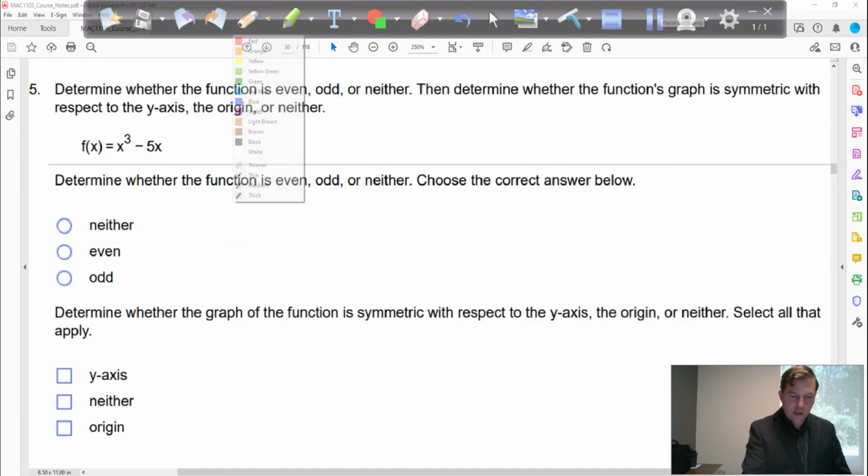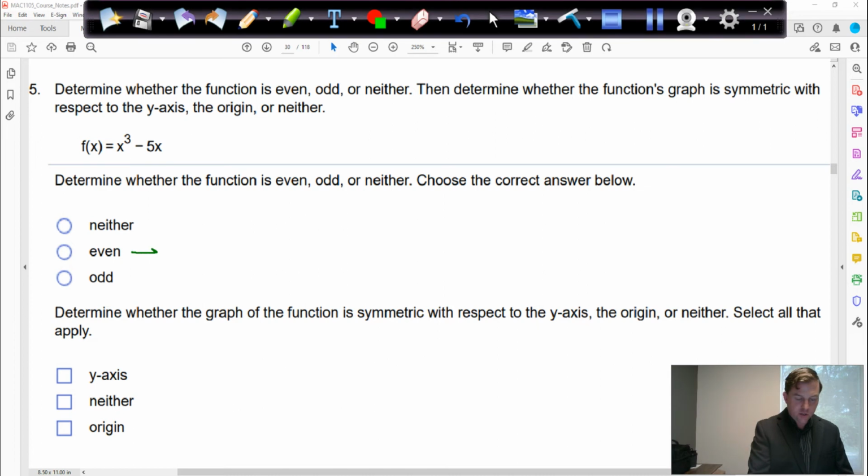Okay, so number 5, we're going to do the same thing. We're going to check for even. For an even function, I should get the same thing out. So I plug in negative x, I should get x cubed minus 5x. If we plug in negative x for an odd function, I should get the exact opposite, minus x cubed plus 5x. So we just have to plug it in and see which one it is. Does it match completely? Is it the complete opposite? Or neither would be some mismatch. So maybe half of it matches, half of it doesn't.